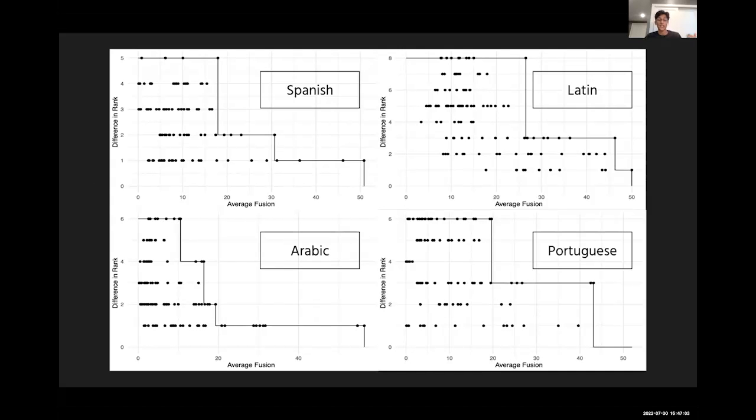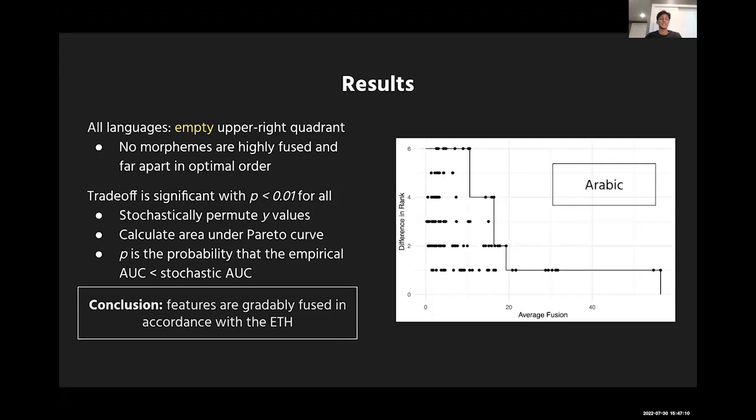We can see that Spanish, Latin, Arabic, and Portuguese, all four languages, have this empty upper right quadrant. What that means is that no morphemes are both highly fused and far apart in optimal ordering, which is what we would expect in accordance with the ETH. And this is significant for all four languages. We did a stochastic permutation test with area under the curve, and we found this upper right quadrant is empty significantly for all four languages.